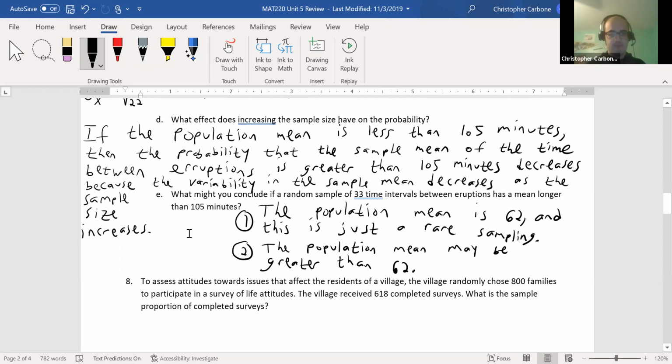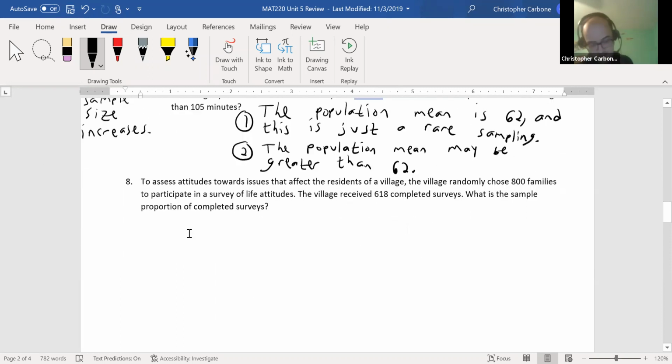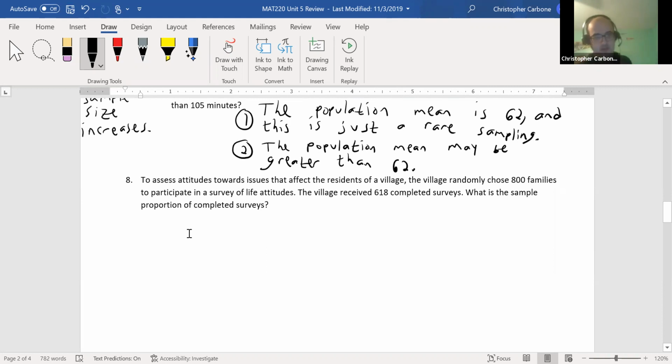All right, question number 8. To assess attitudes towards issues that affect the residents of a village, the village randomly chose 800 families to participate in a survey of life attitudes. The village received 618 completed surveys. What is the sample proportion of completed surveys? p hat will be 618 divided by 800. As a decimal, that will be 0.7725. Okay, that is part 1 of this Unit 5 review.